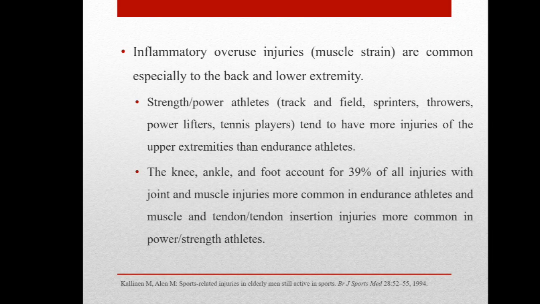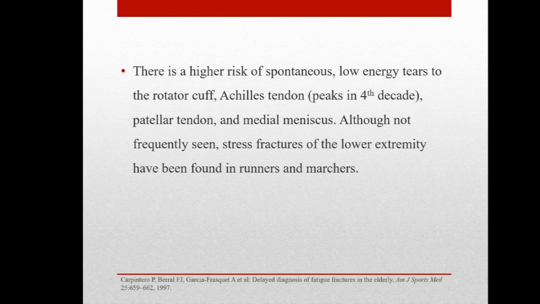Then inflammatory overuse injuries like muscle strain are common, especially to the back and lower extremity. In case of strength or power athletes, they tend to have more injuries of the upper extremity than endurance athletes. Knee, ankle, and foot account for 39% of all the injuries. In power and strength athletes, there are more muscle-tendon insertion injuries. There is a risk of spontaneous low-energy tear to the rotator cuff, Achilles tendon, patellar tendon, and medial meniscus.